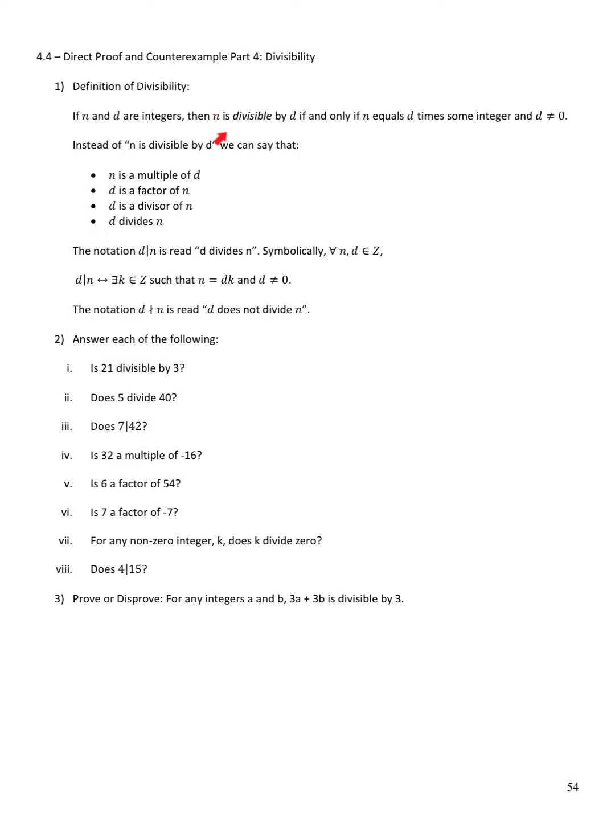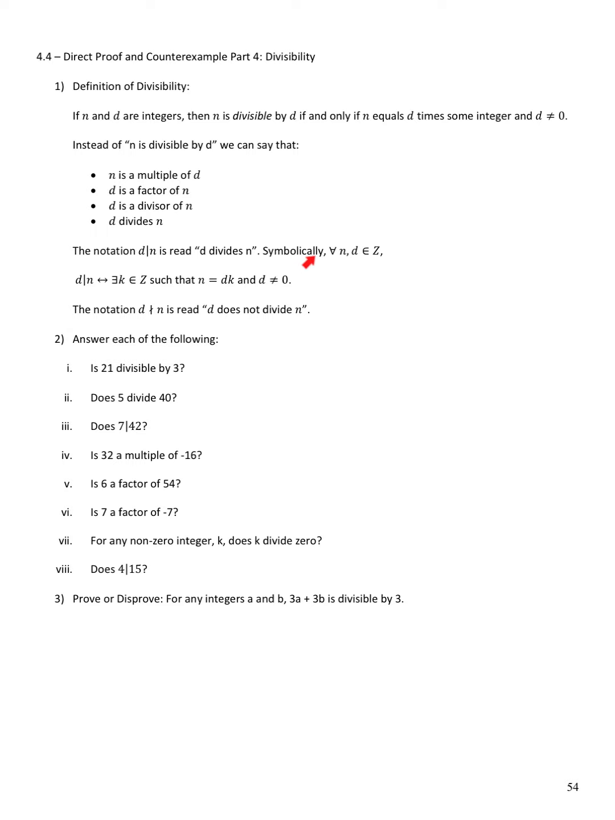So now we're generalizing this definition to n is divisible by some divisor d if and only if n equals d times some integer with d non-zero. And there are many ways that we say this and that you have learned to say this throughout your math education. n is divisible by d also means that n is a multiple of d, d is a factor of n, d is a divisor of n, or d divides n. So this last one, d divides n, we have a new notation for. The notation d vertical line n is read d divides n.